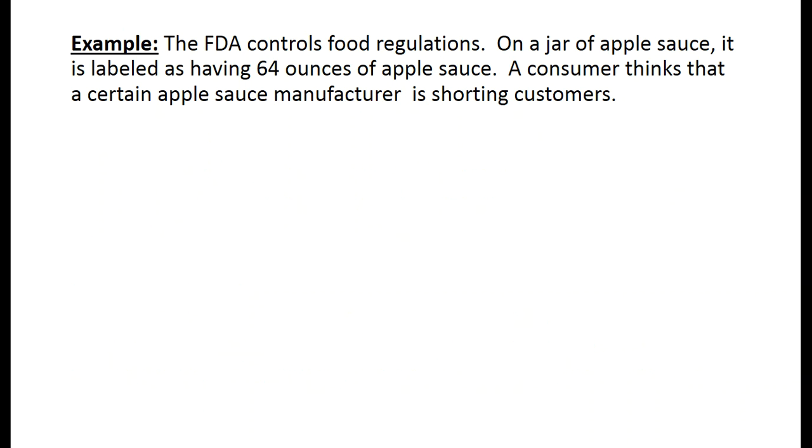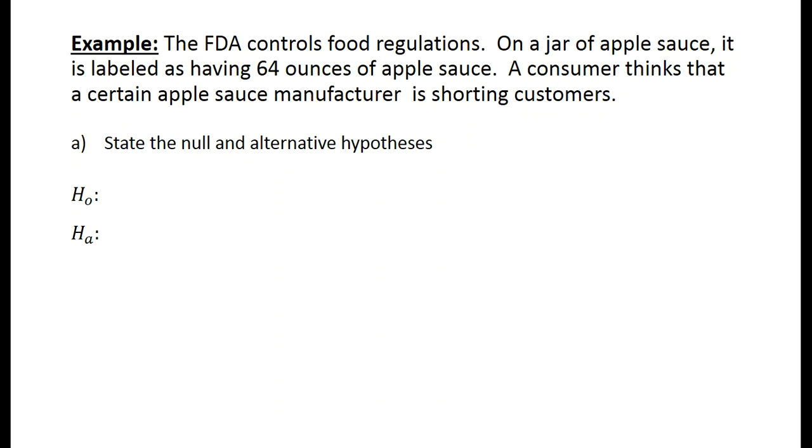Okay, so let's look at an example. The FDA controls food regulations. On a jar of applesauce, it is labeled as having 64 ounces of applesauce. A consumer thinks that a certain applesauce manufacturer is shorting customers. So part A, we're going to review by just stating the null and alternative hypotheses. So that's going to be our H sub 0 and H sub A.